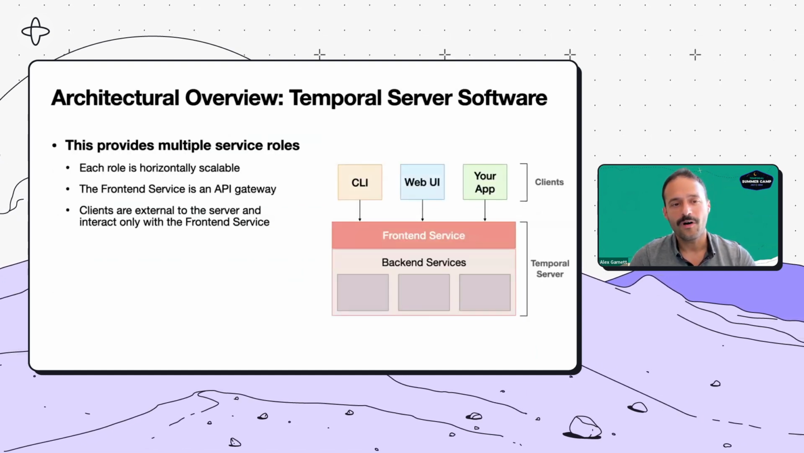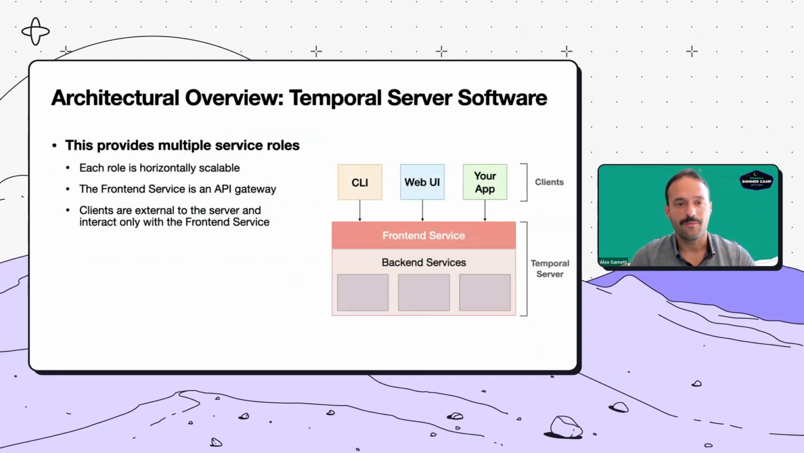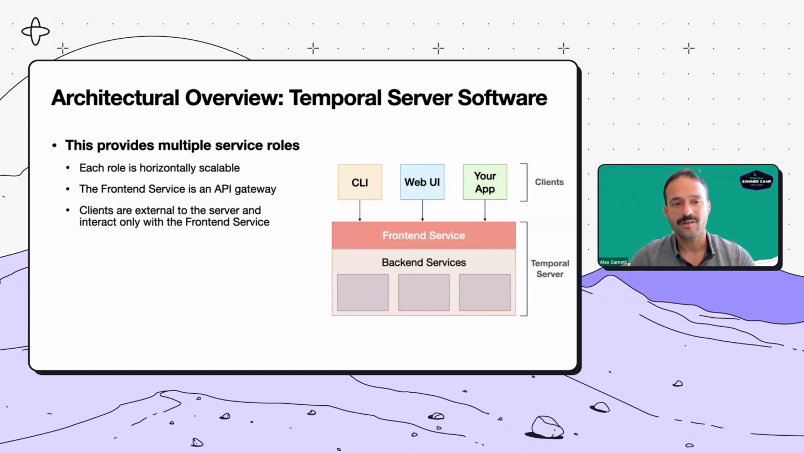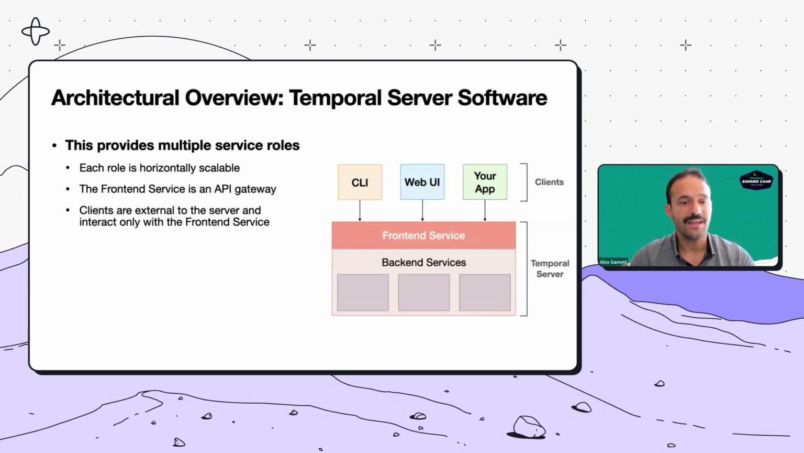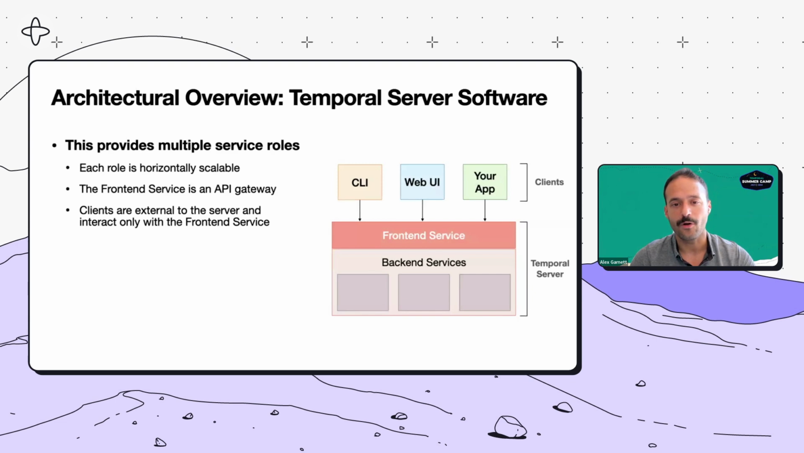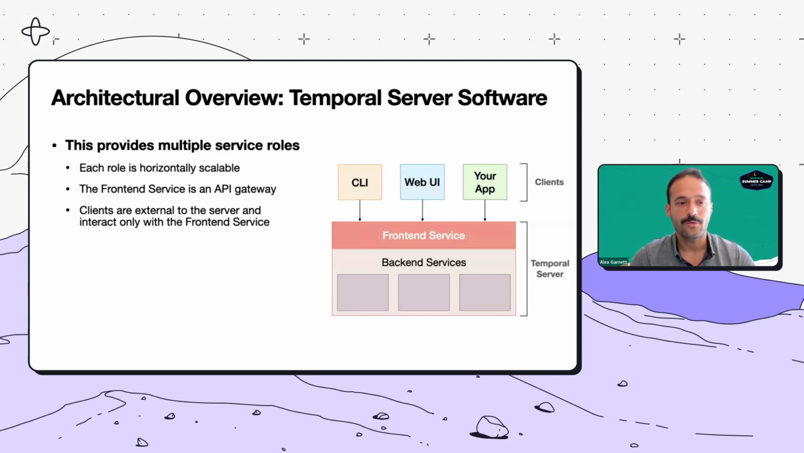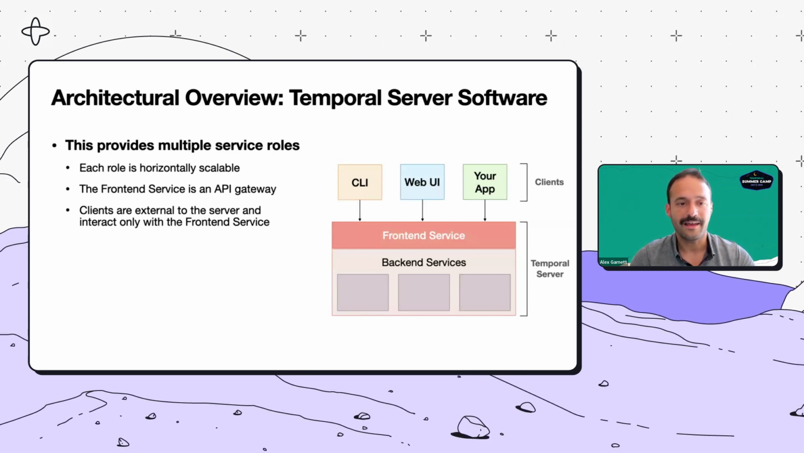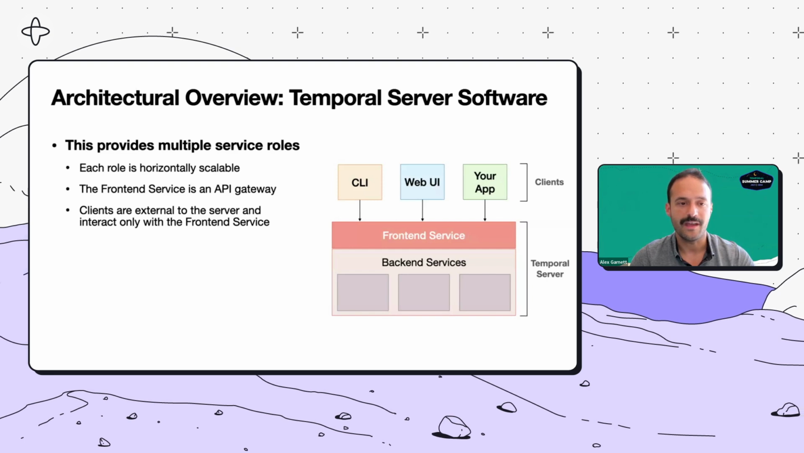In Temporal 101, you'll learn about the architecture of the Temporal server. The Temporal server is comprised of several backend services, each of which are horizontally scalable for growing deployments. They're accessible through a front-end service, which allows Temporal clients to connect using a gRPC API.